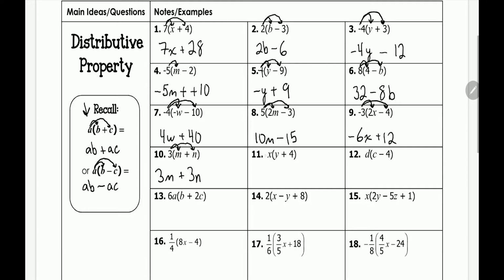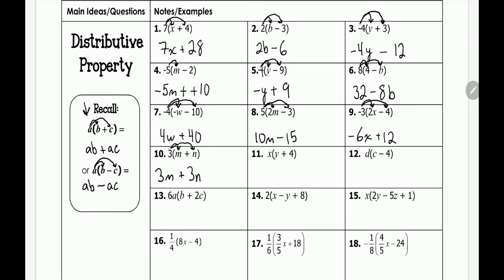Moving on to 11. This time we have a variable on the outside being distributed. Just know that the same rules apply. So we're going to take x and distribute it onto the y and the 4. So x times y is just xy. We take whatever the operation is between the two, so it's plus, and x times 4 is 4x. And since both of these do not have x and y, we cannot combine like terms, so 11 is xy plus 4x, and that's our final answer.